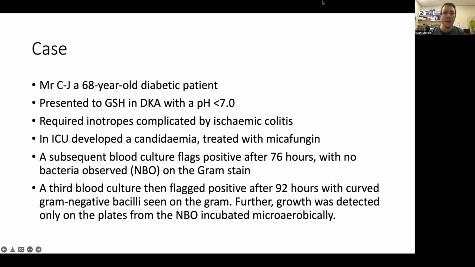So I don't know if the ID room has any ideas of what possible organism we're dealing with here. All right. So thanks, Ruan. It sounds like it could be one of the Campylobacter species. I guess jejuni would be the most common.